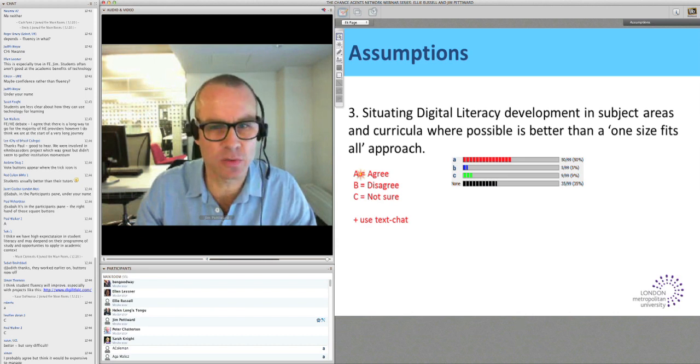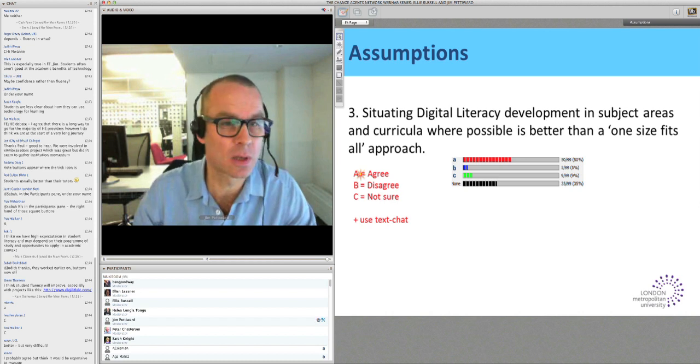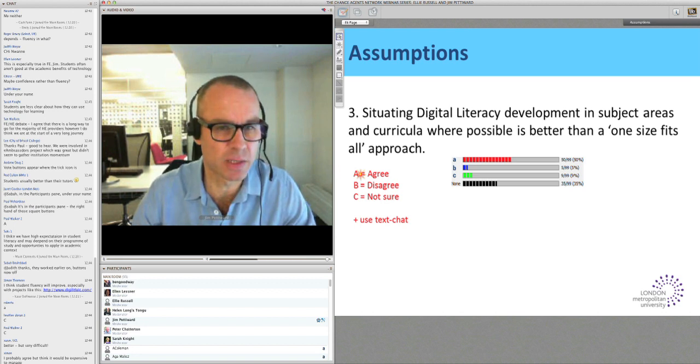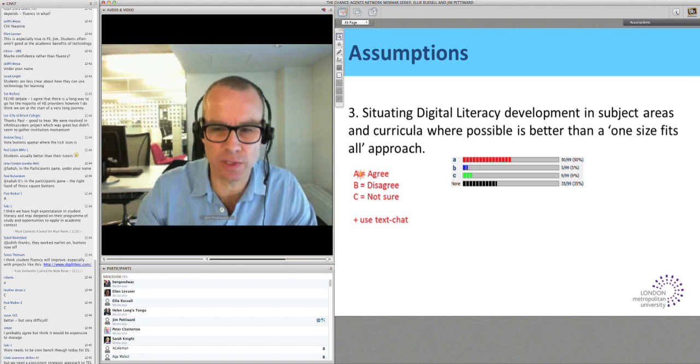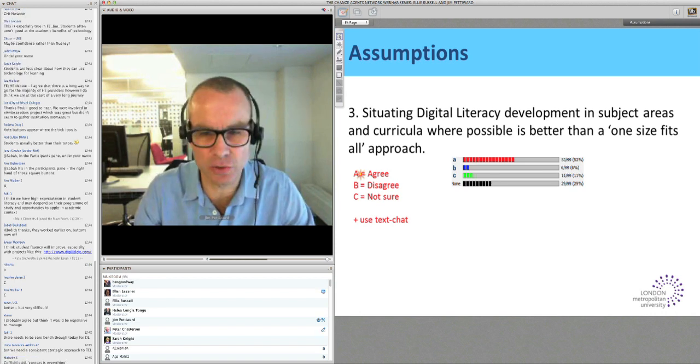I think that there seems to be a general consensus around those three ideas, and those are certainly some of the assumptions that we started out with. We've mentioned already the idea that students need support for developing digital literacies. Now, the second one, the idea of generic digital literacies.